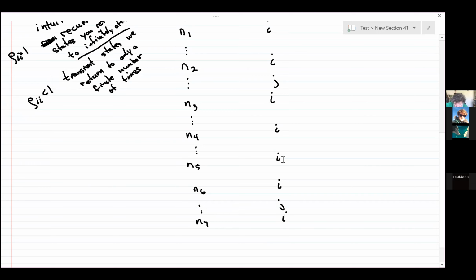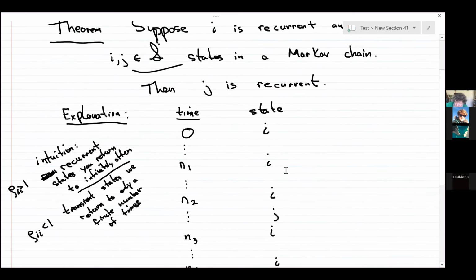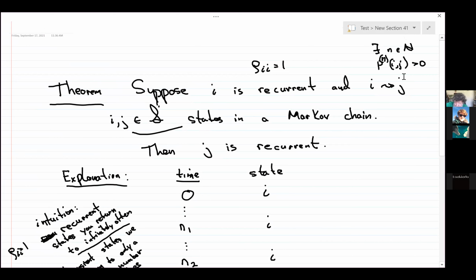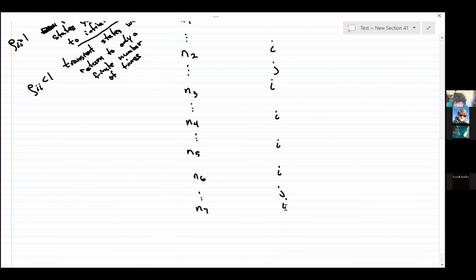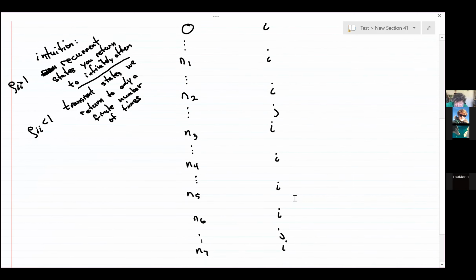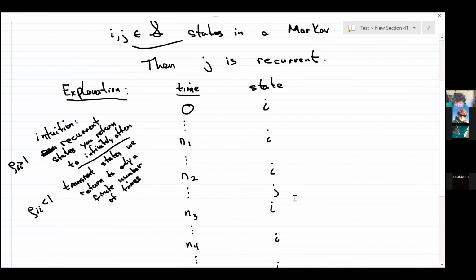Because once I'm at I, the whole process restarts, and I know the chance of getting from I back to itself is certain, probability 1. And I know there's a positive probability along the way that I go from I to J. So that works here. There's a positive chance that I'll visit J. Okay, but look at this history, this history of where you are and what's happening.